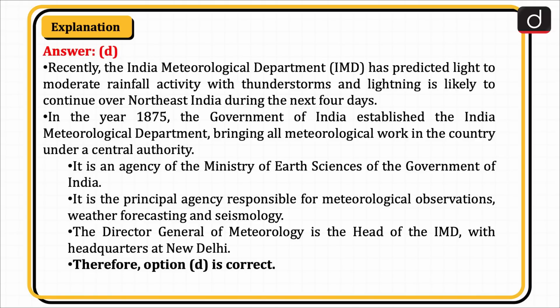In the year 1875, the Government of India established the India Meteorological Department, bringing all meteorological work in the country under a central authority. It is an agency of the Ministry of Earth Sciences of the Government of India. It is the principal agency responsible for meteorological observations, weather forecasting and seismology. The Director General of Meteorology is the head of the IMD with headquarters at New Delhi. Therefore, option D is correct.